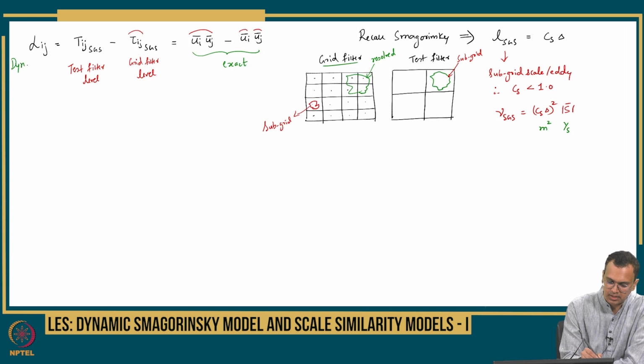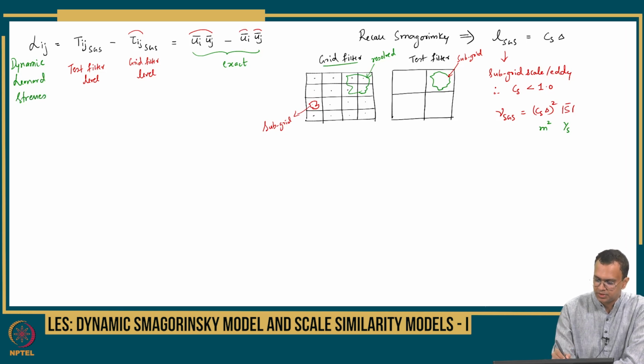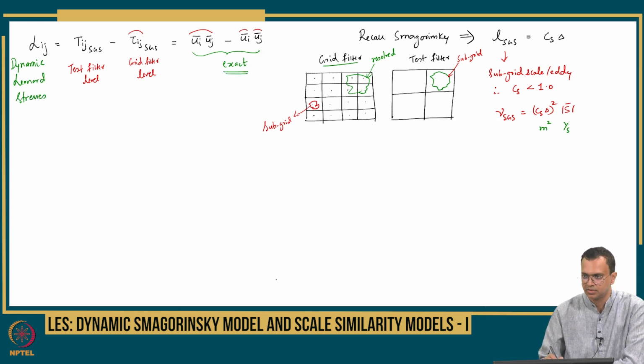So using that information, so we said this dynamic Leonard stresses, right? So this was our dynamic Leonard stresses, which luckily is exact. I have access to the filtered velocity. I make one test filtering operation and find out the Lij. No modeling required here.